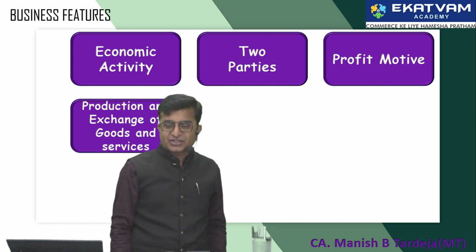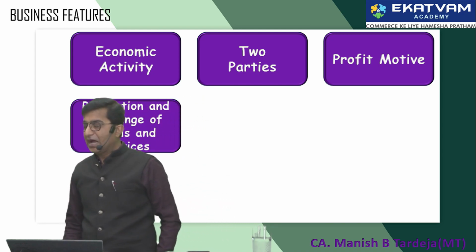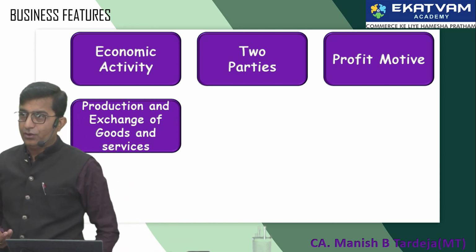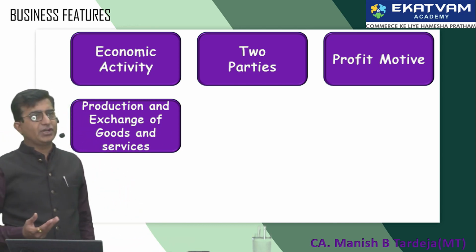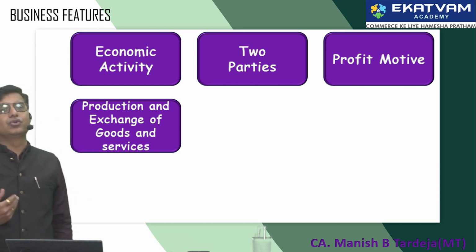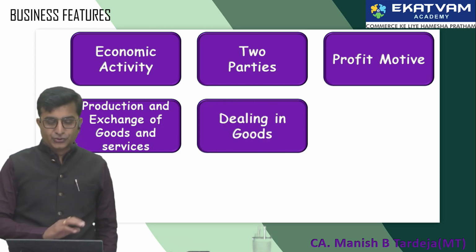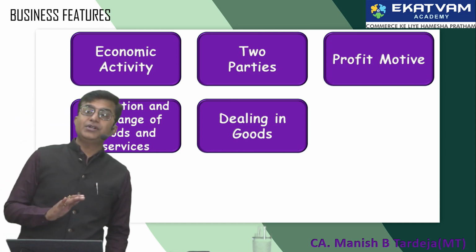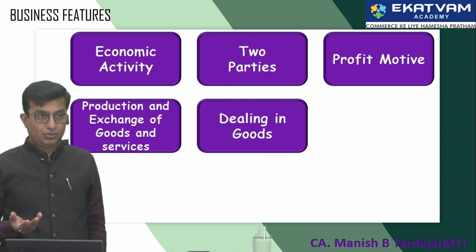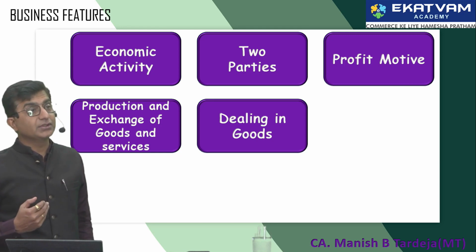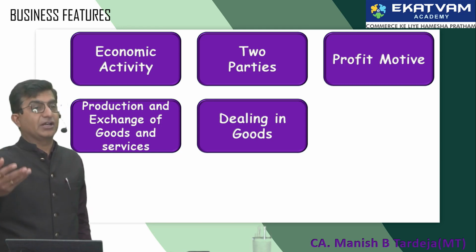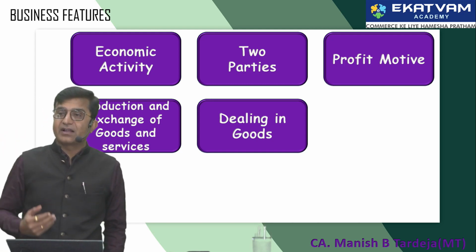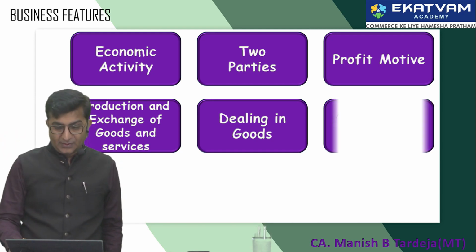Production and exchange of goods and services. आप जो बिजनेस एक्टिविटी कर रहे हो उसमें या तो आप कोई गुड्स प्रोड्यूस कर रहे हो या तो आप सर्विसेज प्रोड्यूस कर रहे हो, and you're supplying those goods or services. Goods can be consumer goods, goods can be capital goods. Capital goods are required for further production. Consumer goods are used by the end consumer or end user.